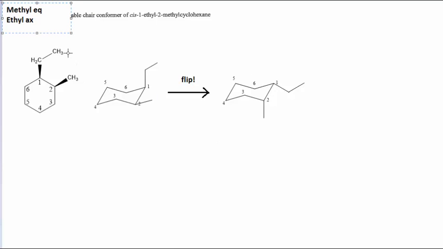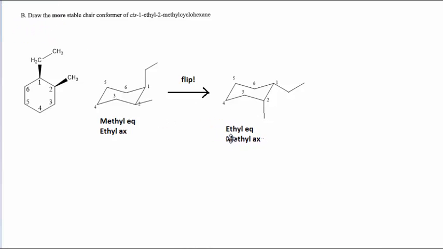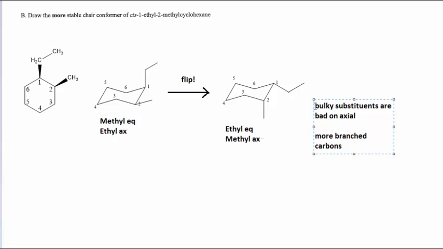Here we have a little bit of comparison to do. On this side, the methyl is equatorial and the ethyl is axial. And over here, the ethyl is equatorial and the methyl is axial. Okay, so side note, bulky substituents are bad on axial. And by bulky we mean anything that has more branched carbons is really bad.